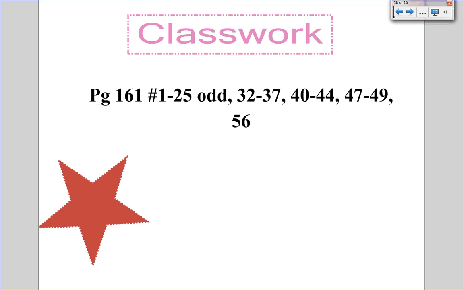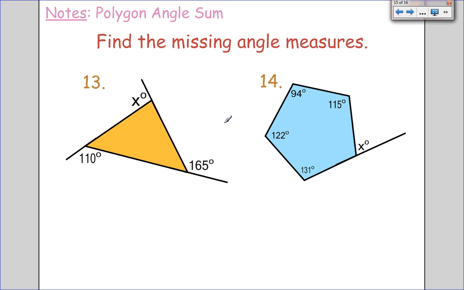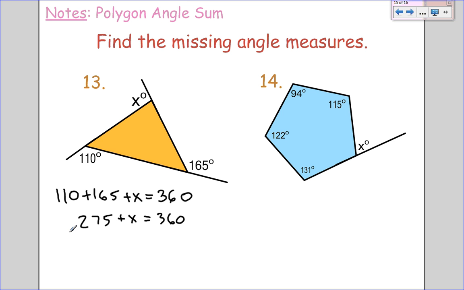All right, let's try these out. Oops, sorry about that. Skipped too far. Let's find the missing angle measures. So we're going to try to find x here. If you recall, all of the exterior angles of a triangle add up to 360. So 110 plus 165 plus x equals 360. 275 plus x equals 360. Subtract the 275, and you're left with 85 degrees for x.